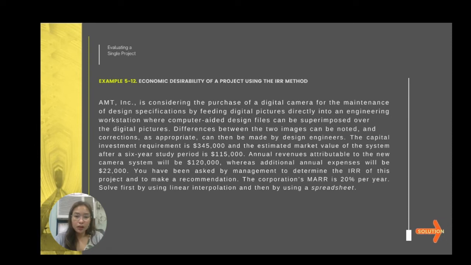The capital investment requirement is $345,000 and the estimated market value of the system after the 6-year study period is $115,000. Annual revenues attributable to the new camera system will be $120,000, whereas the additional annual expenses will be $22,000. You have been asked by management to determine the IRR of this project and to make a recommendation, whether to purchase or not. The corporation's MARR is 20% per year. Solve first using linear interpolation.